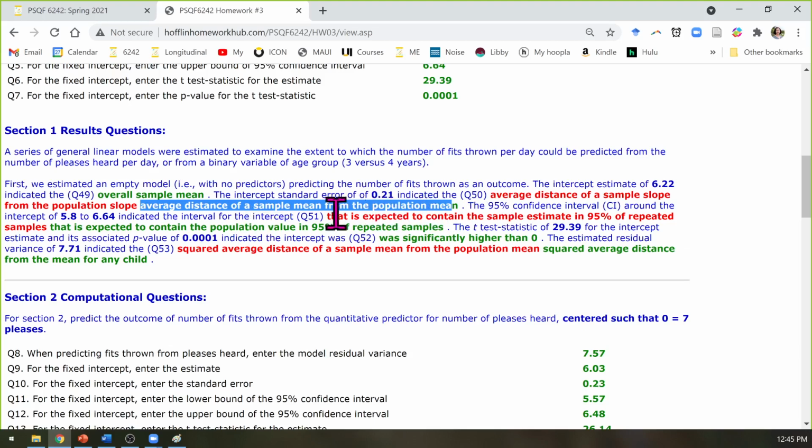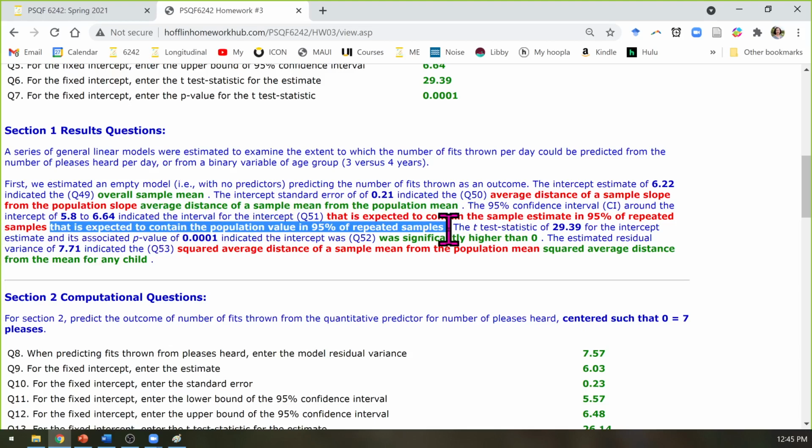Confidence interval then. Confidence interval is a tricky one, but it is not a probability. It's not the probability of observing anything. It is a proportion of times that the interval is expected to contain the population value. So in this case, we're talking about the population mean and the interval around the given sample mean in reference to that. So it's the proportion of samples that are expected to contain the population value, so 95% in this case.